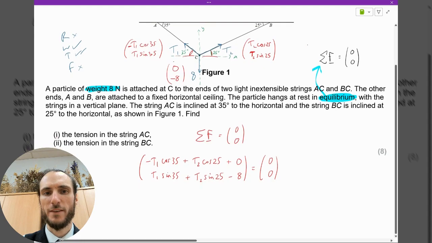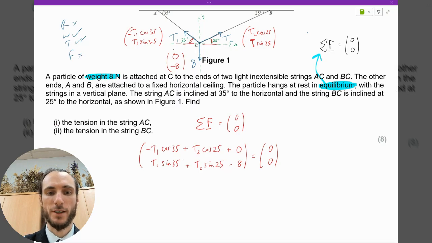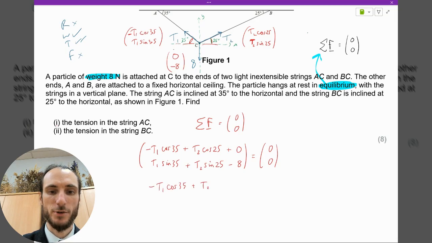And then finally, we can do the fact that if you've got a vector equal to a vector, the x part equals the x part and the y part equals the y part. So we could write this down as just two separate equations. We could write down minus T1 cos 35 plus T2 cos 25. And we probably get rid of that plus 0, right? That's not really very important. Well, that's being equal to 0. And then we can write down T1 sine 35 plus T2 sine 25 minus 8 is equal to 0.